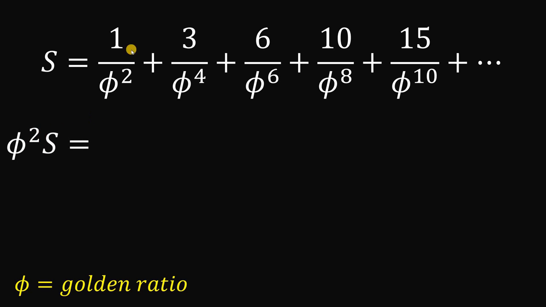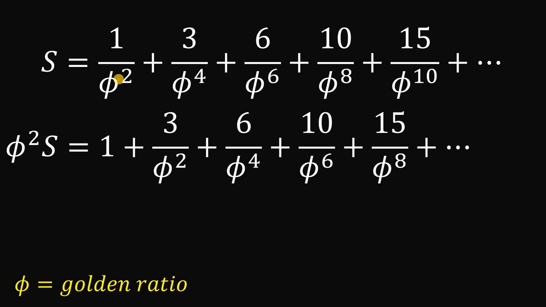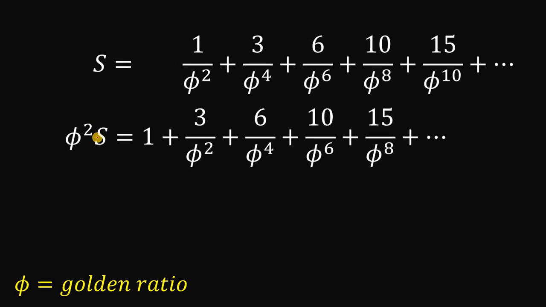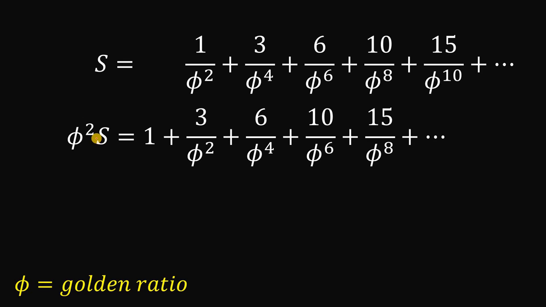If we do that, we get 1 over 5 squared multiplied by 5 squared, this becomes 1. 3 over 5 raised to the 4th power multiplied by 5 squared, this becomes 3 over 5 raised to the 2nd power. 6 over 5 raised to the 6th power multiplied by 5 squared, this becomes 6 over 5 raised to the 4th power, and so on and so forth. And now, what we're going to do is to rearrange some terms a little bit, and we need to subtract the first equation from the second equation.